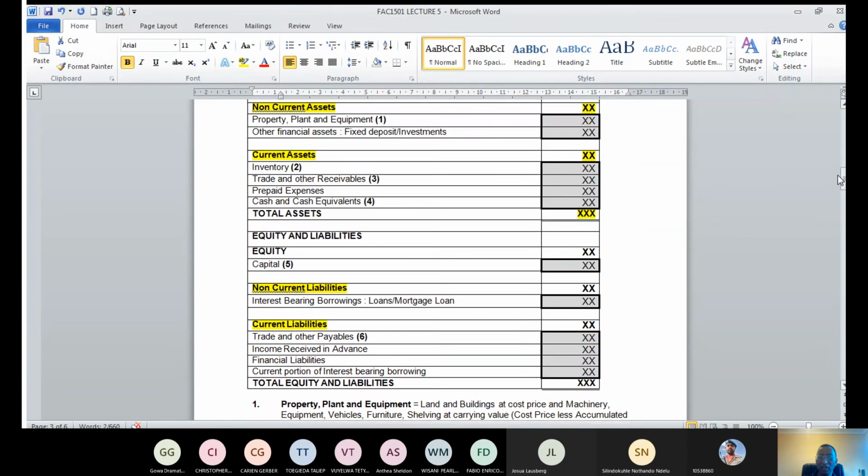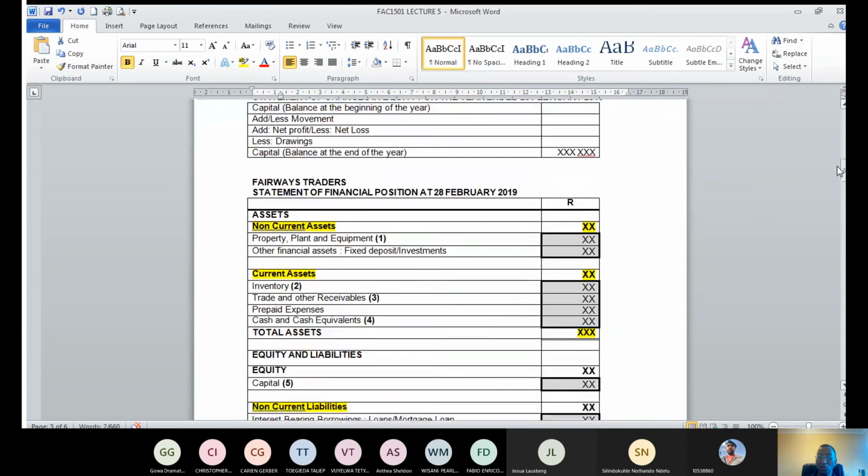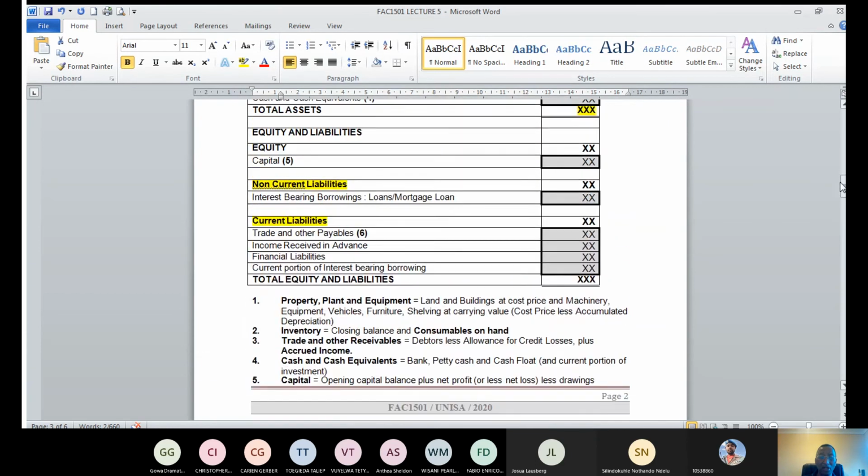Accrued expenses, once again, is one of those adjustments that I will deal with in our next lecture. So at this point in time, your trade and other payables will only consist of your trade payables. Income received in advance, an adjustment that I will explain to you later on. And then we've got financial liabilities. But just to make things easier for you, you can call that bank overdraft as well.